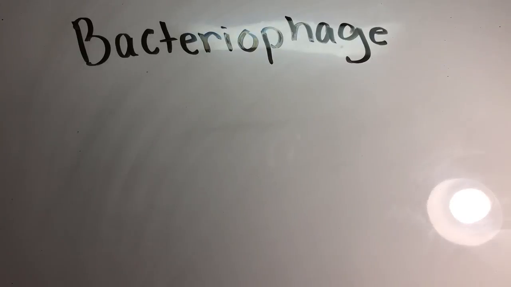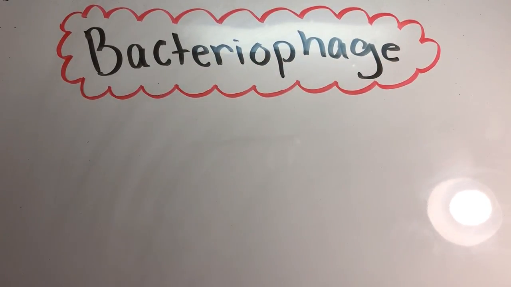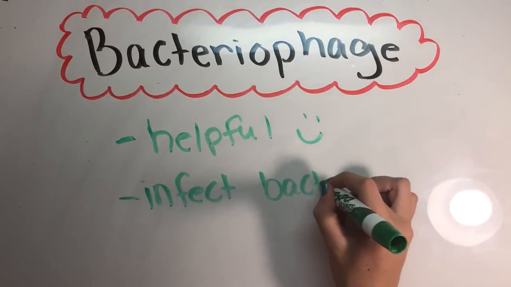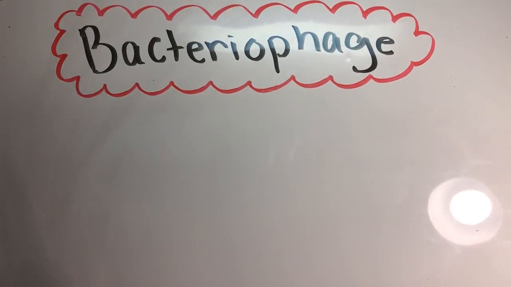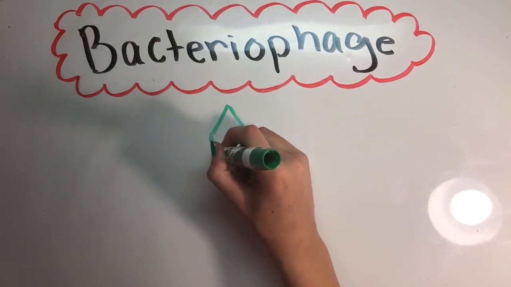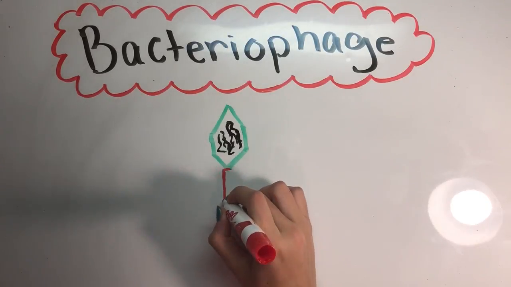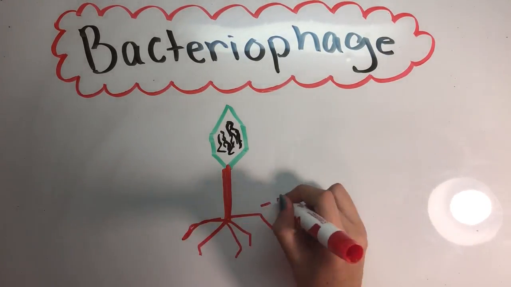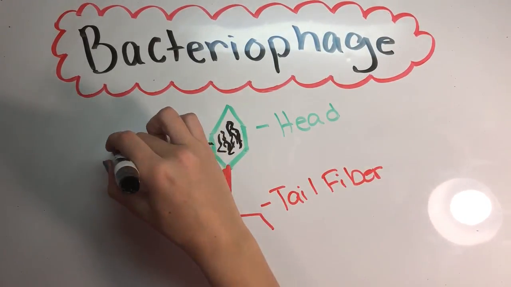Another type of virus is a bacteriophage. These viruses are helpful because they only infect bacteria. The viruses contain capsids with heads that enclose their DNA. A protein tail piece with fibers is attached to the head, and these fibers allow the phages to attach to the bacterium.